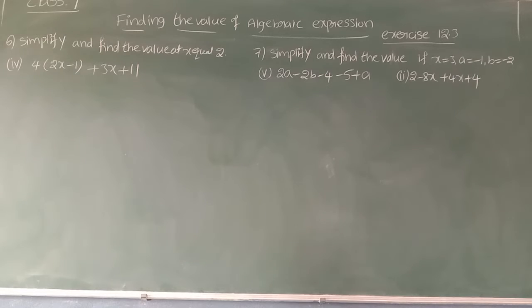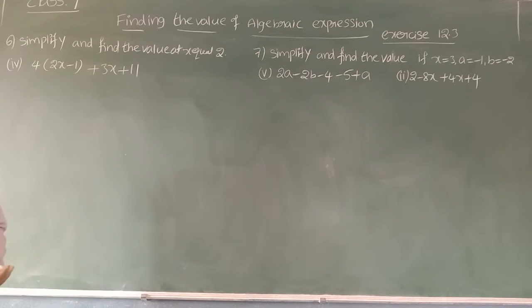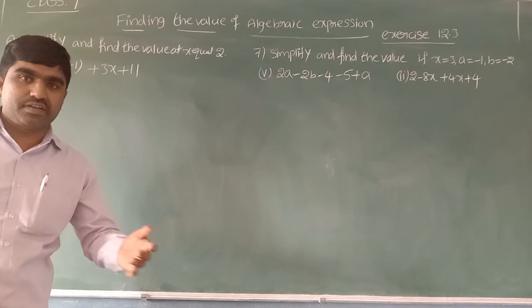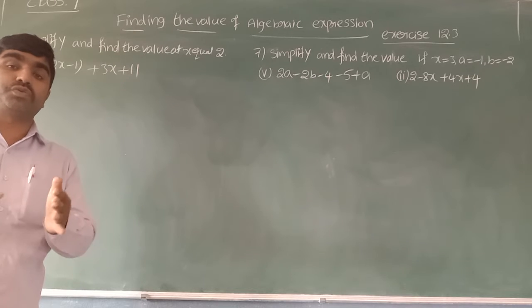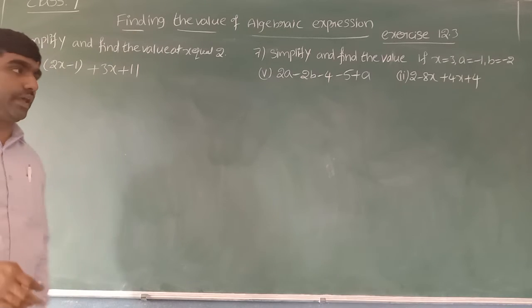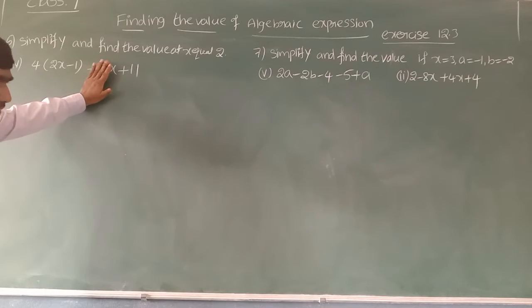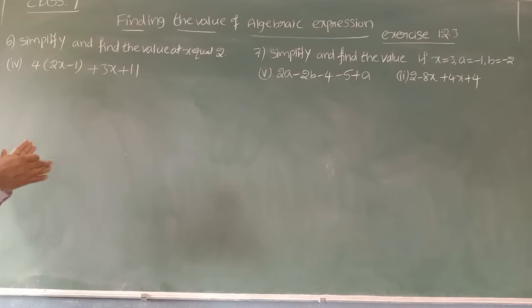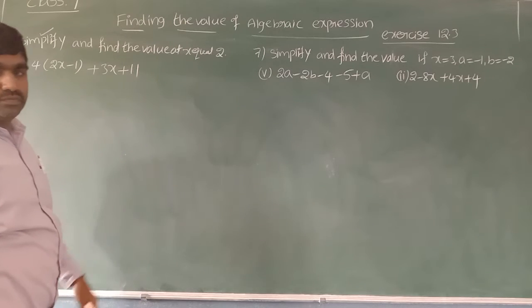So now you can see exercise 12.2, question 6. Simplify and find the value at x equal to 2. How to simplify? Already we learned in the previous class. Simplify in the sense, do addition and subtraction if possible. When is that possible? When the terms are like terms. Now we need to simplify this. If any like terms are there, write them together. After simplifying, you have to find the value at x equal to 2.